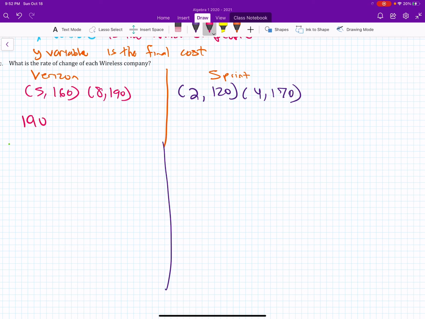So we have 190 minus 160 over 8 minus 5. 190 minus 160 is 30. 8 minus 5 is 3. We then have 10. Now that's the value.